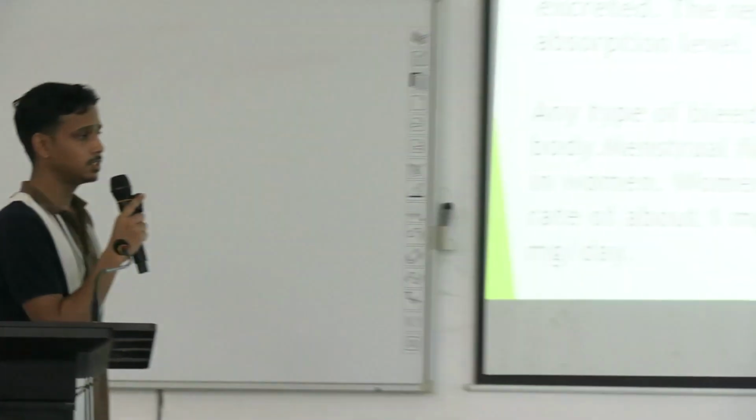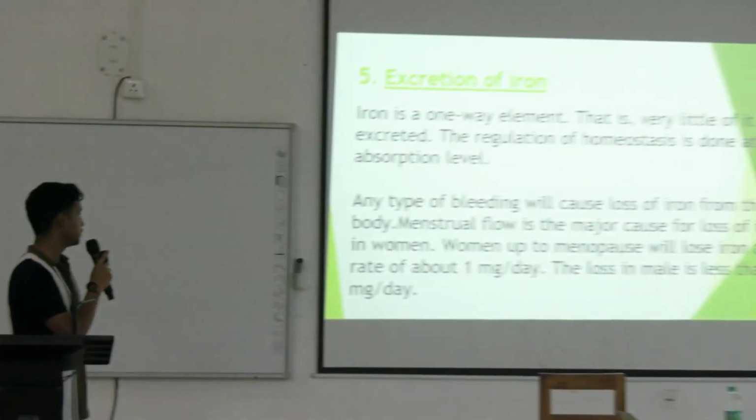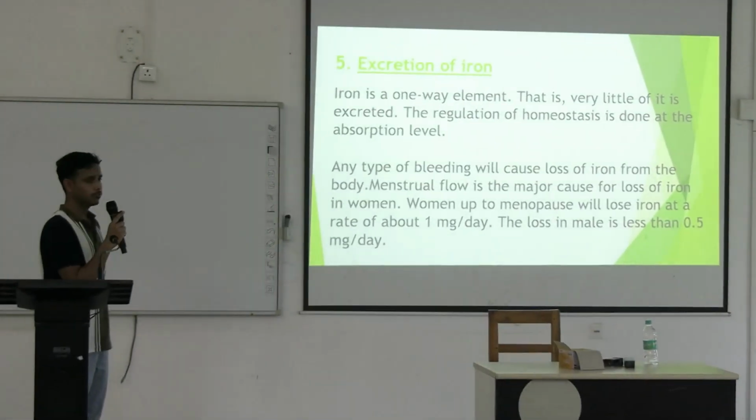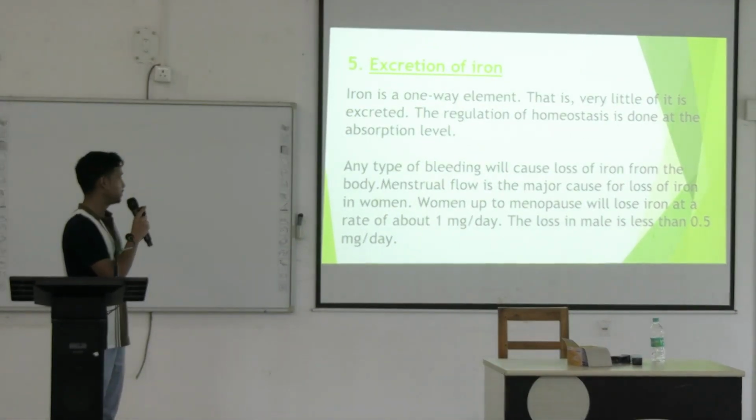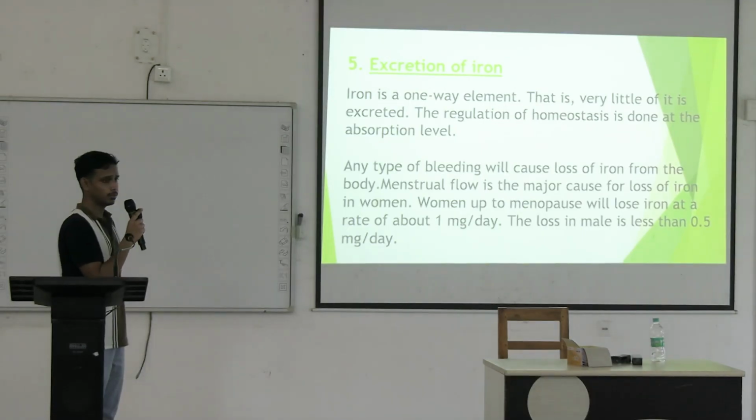Excretion of iron. Iron is a one-way element, that is, very little of it is excreted. The regulation of homeostasis is done at the absorption level. Any type of bleeding will cause loss of iron from the body. Menstrual flow is one of the major causes for loss of iron in women. Women up to menopause will lose iron at a rate of about 1 milligram per day, while men will lose iron at a rate of less than 0.5 milligram per day.